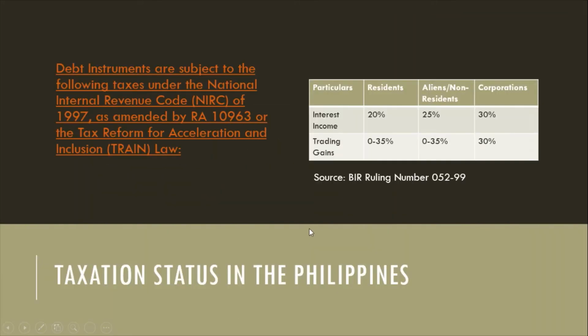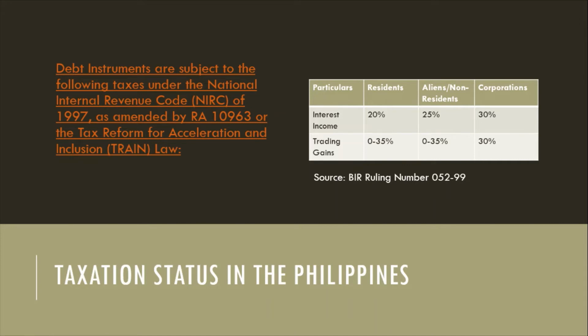Okay, now the last is the tax status. Here in the Philippines, according to the BIR ruling number 05299, for residents, for Filipinos, bond investments are taxable 20%, no, ang ating tax rate for bond investments. For aliens or non-residents, 25%. For corporations, it's fixed at 30%. Okay? So, ibig sabihin, these are retail investors, which are Filipinos. And these are foreigners, and these are for institutional investors or corporation. This is on the interest income pa lang ha. Yes, it's taxable po. Baka isipin nyo masyadong happy kayo dun sa it's still subject to tax.